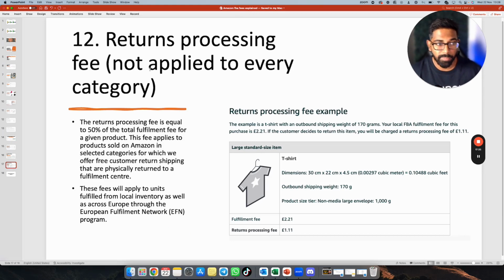Next one is return processing fees. Not applied to every category. This is a return processing fee, which is mainly applied to products that Amazon offers free shipping on, such as, I think, clothing and fashion. Mainly it's fashion products, so you don't have to worry about this, but they charge a fee equal to 50% of the total fulfillment fee. So you can see how hefty this is. If your fulfillment fee is £2.21, they can charge a return processing fee of £1.11. Again, this is only some categories and not applied to all. So these are the 12 fees that Amazon charges, and you should be aware of them as an Amazon wholesaler.